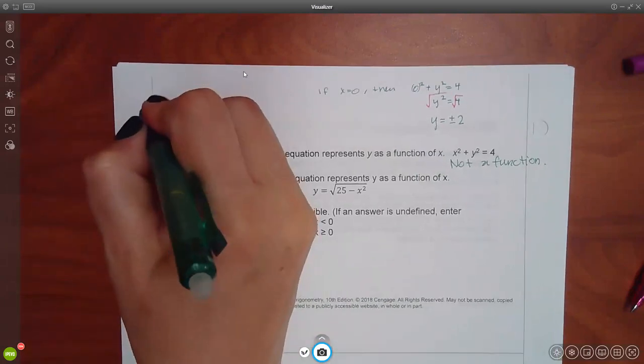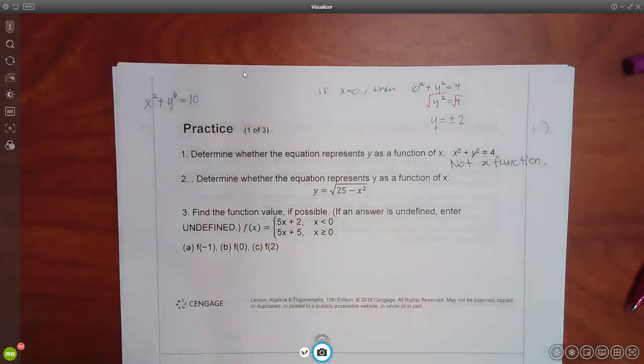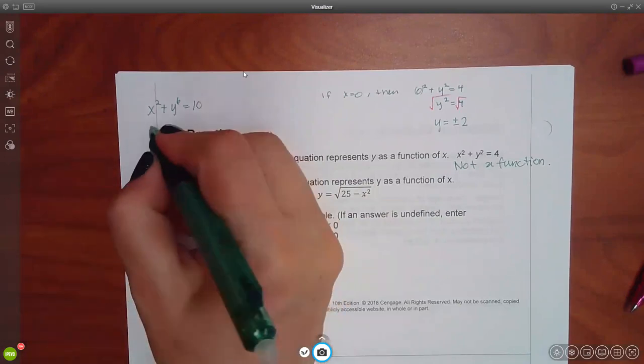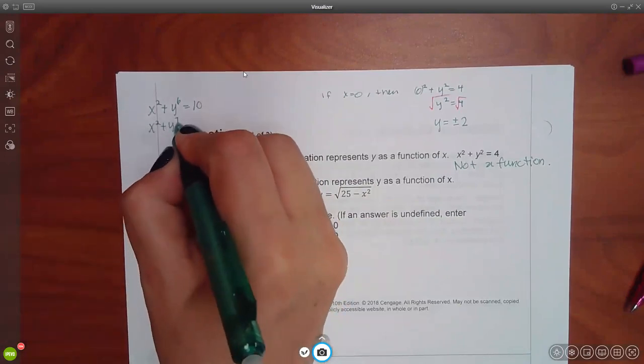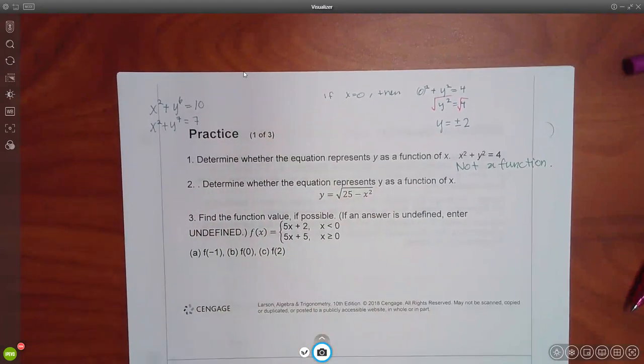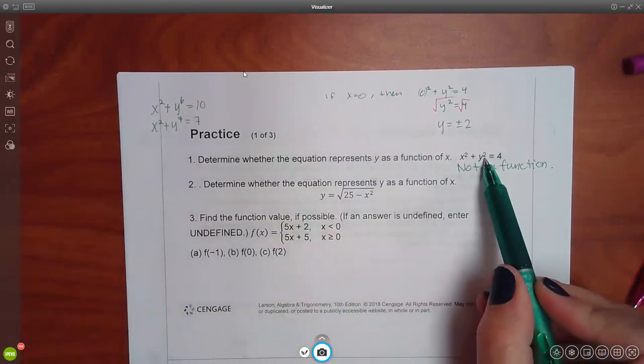So if I had a problem like this, is that one going to be a function? No, because it has an even exponent. What about this one? Is that one going to be a function? Yes, that one has an odd exponent. Okay, so just the shortcut for these is look at that power of y.